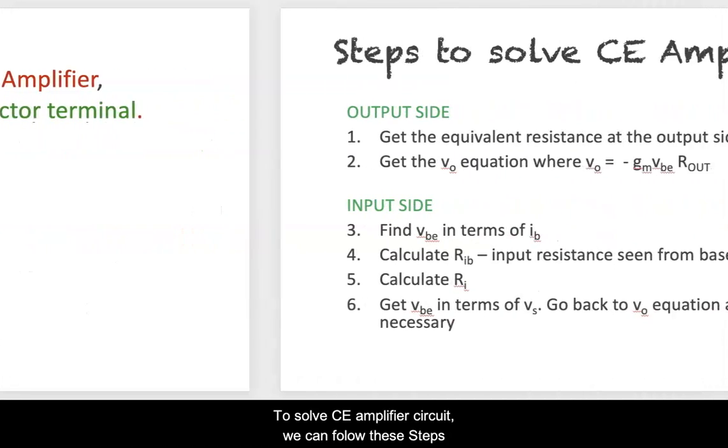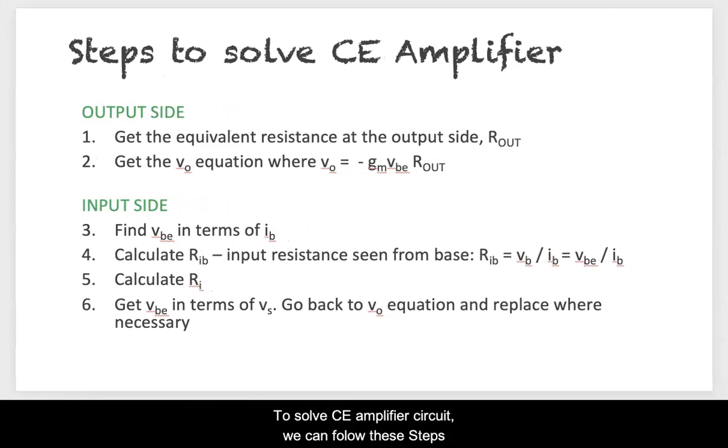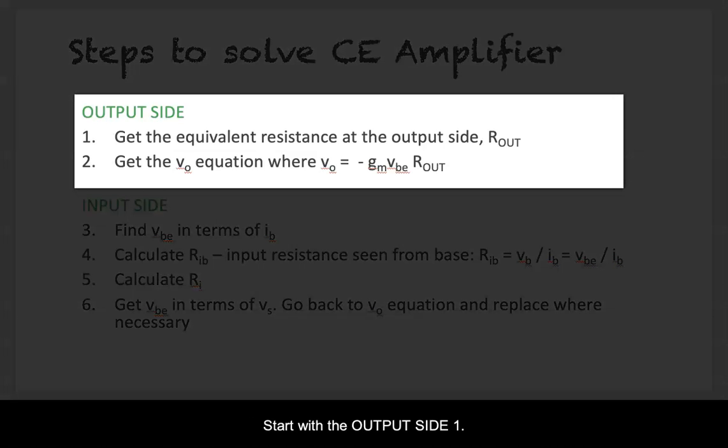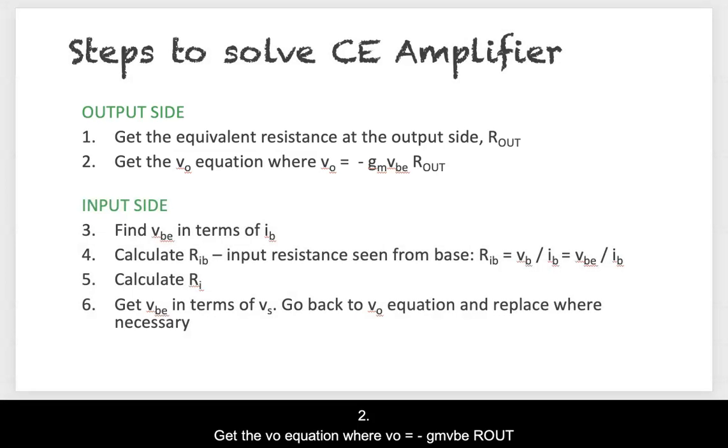To solve AC signal in common emitter amplifier circuit, we can follow these steps. We start with the output side. At first, we need to get the equivalent resistance at the output side, Rout. Secondly, we get the Vout equation. Here, Vout is equal to minus GM-VBE times Rout.